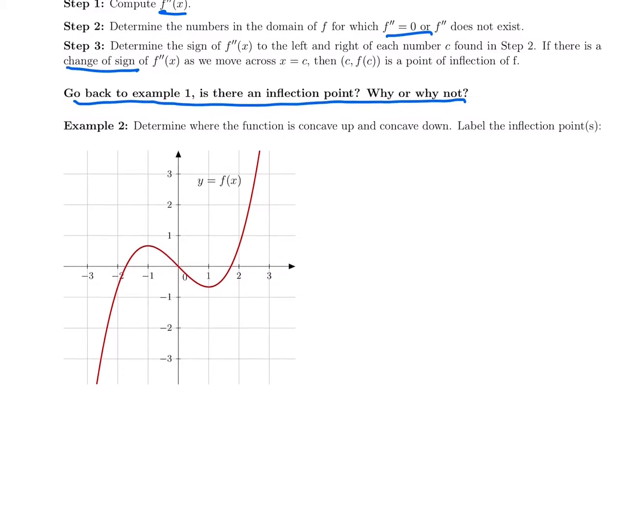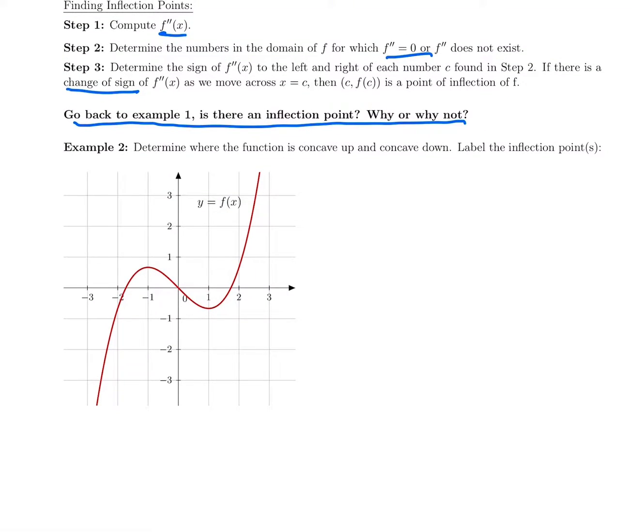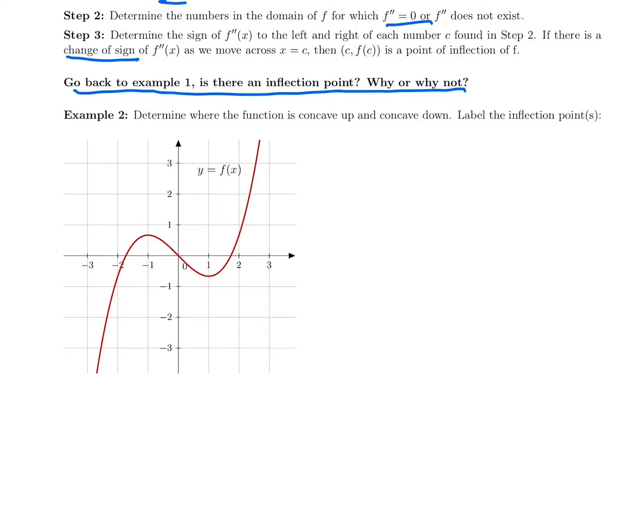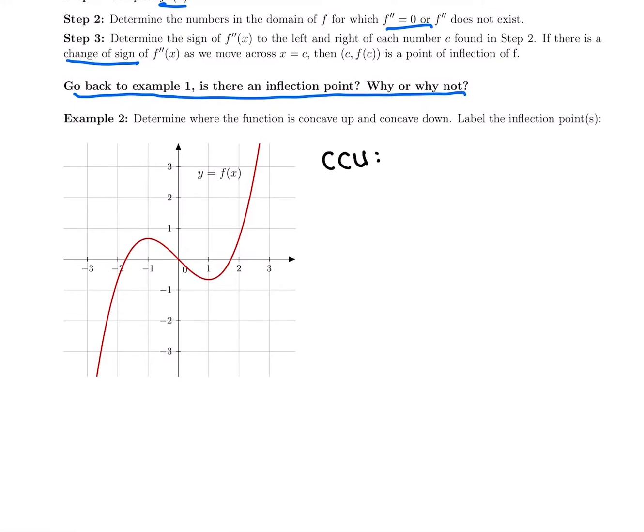So looking at this next function, we're going to determine where it's concave up and concave down and label any inflection points. So we're going to do it graphically, just like we did with the first derivative. We did some graphs. So let's do that here. So I'm going to label my second derivative on here. So let's remind ourselves, second derivative is concave up and concave down.